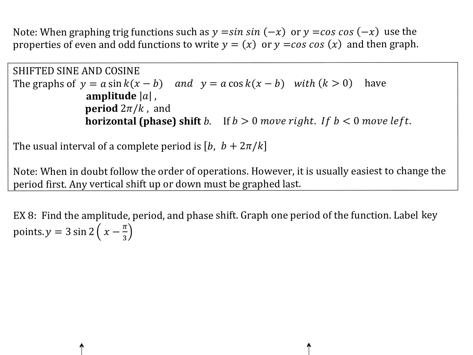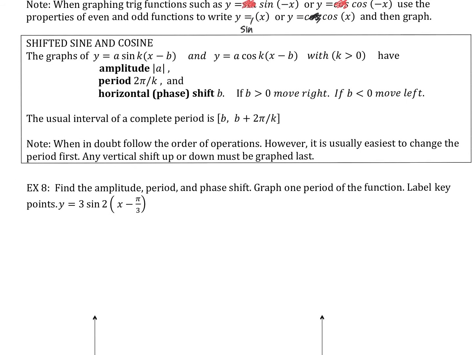Alright. So note, when graphing trig functions such as y equals, and that's a typo right there, that should be sine of -x, or y equals cosine of -x, use the properties of even and odd functions to write y equals sine of x. Hopefully I fix this before you guys get this. Or y equals cosine of x, and then graph.